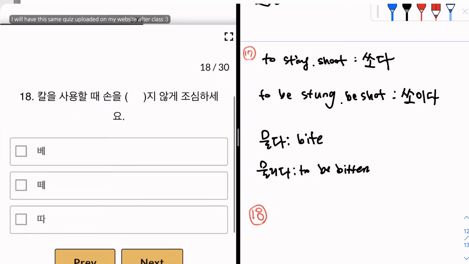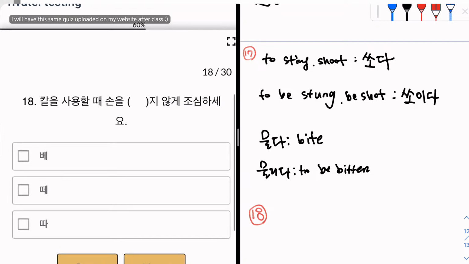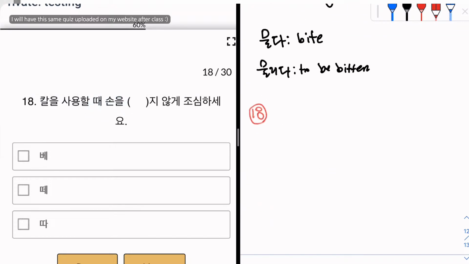18번. 칼을 사용할 때 칼 means a knife and 사용하다 means to use and 을 때 means when you're doing verb. So 칼을 사용할 때 means when you're using a knife. When you're using a knife, 손을 verb지 않게 조심하세요.